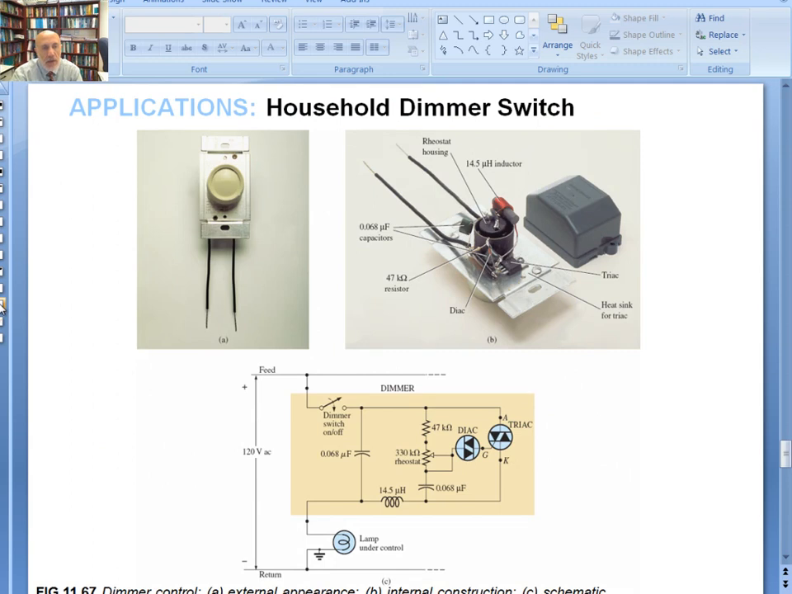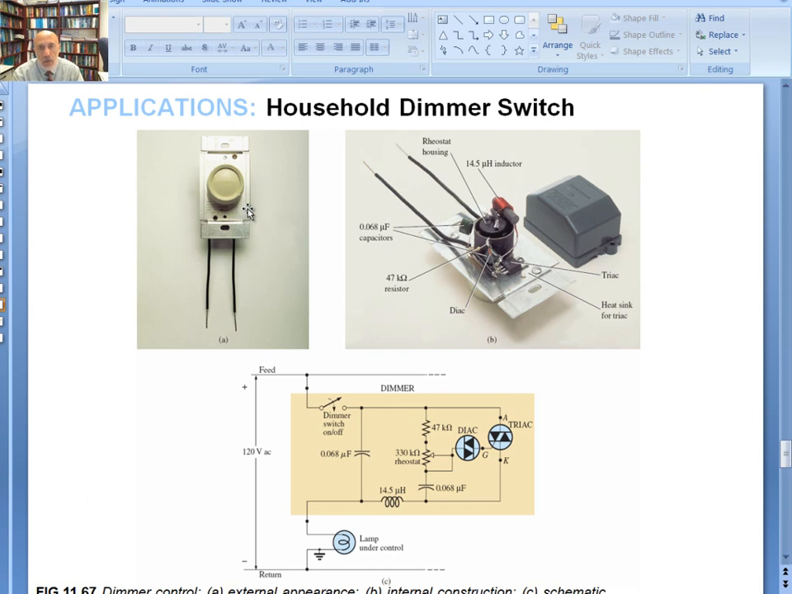One of the applications in this case would be a household dimmer switch, which is widely used. Inductance actually turns out to be widely used in all home electronics. A dimmer switch is a good example of it. The inductor in this case is used in this figure, and here's the external part. Either you have some kind of a turning knob to adjust the intensity of the light, or some of them have a sliding switch that slides up and down to control the intensity of the light.